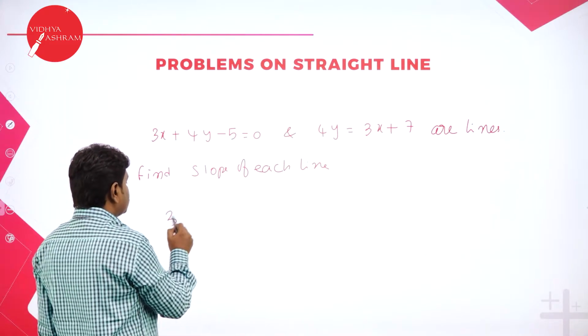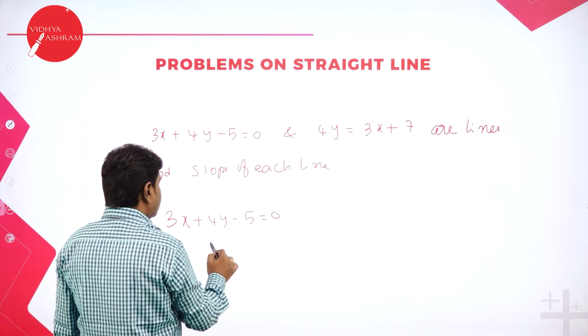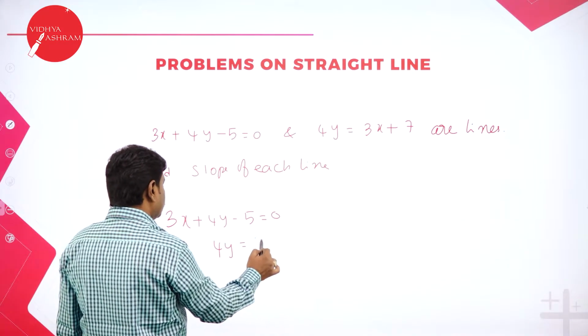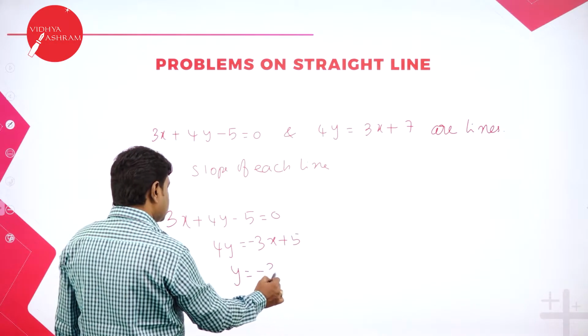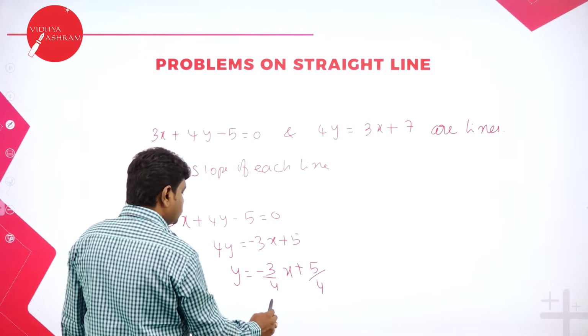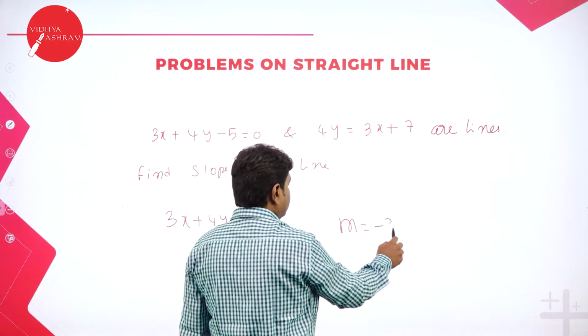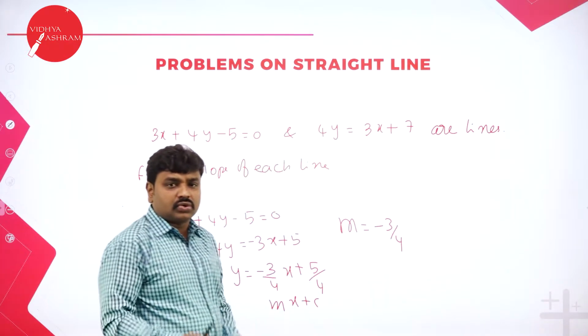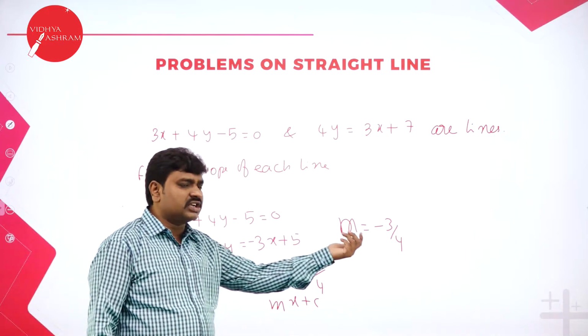So now 3x plus 4y minus 5 equal to 0, rearrange. Can I write it as 4y is equal to minus 3x plus 5? Further I can write it as y equals minus 3 by 4 x plus 5 by 4. Now it is in the form mx plus c. Now in the place of m we have minus 3 by 4. This is the slope. So given line converted into slope intercept form, and in the place of m what we have? Minus 3 by 4, that is the slope.